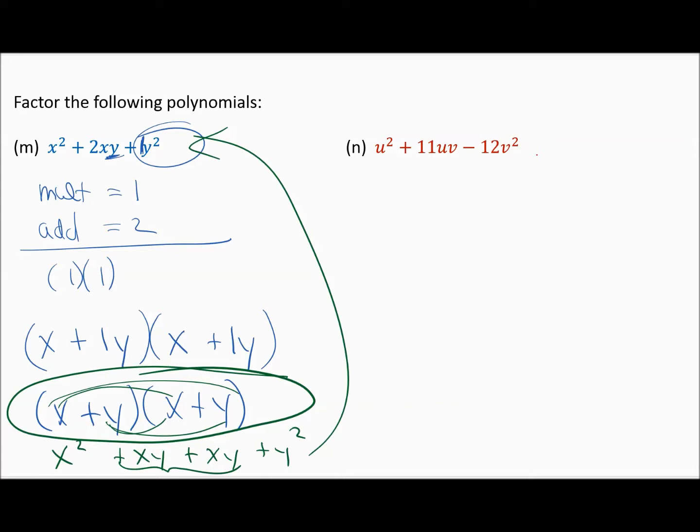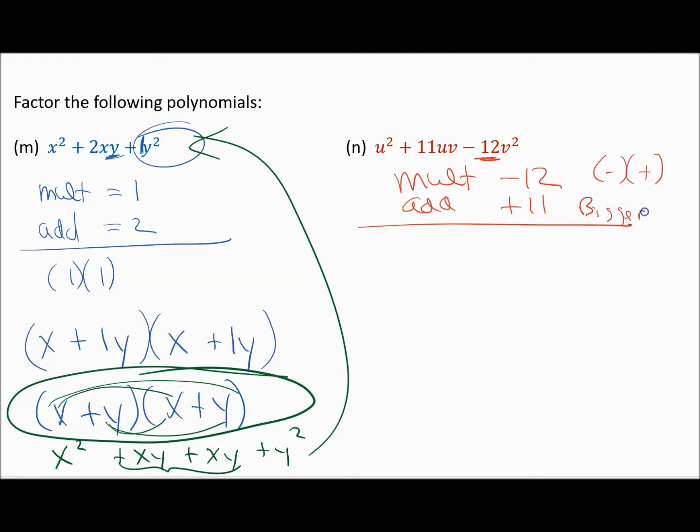And where the y was, we're going to have a v. Okay? So we're trying to find numbers that multiply to be negative 12, again, right here, and add to be positive 11. Now, keep in mind, when you multiply to be a negative, you need a negative times a positive. Always. So our signs are going to be opposite. The bigger one is going to be the positive one because it adds to be positive.